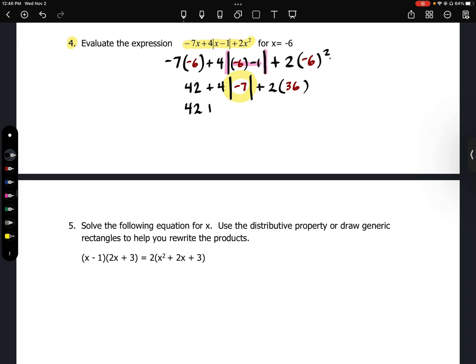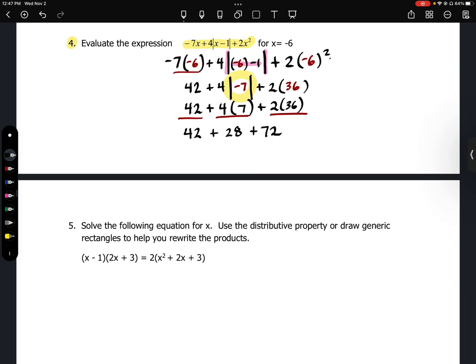So when I write it, I'm going to write 42 plus 4, instead of times the absolute value of -7, I'm going to write times a positive 7. Then I have plus 2 times 36. Okay, so it looks like we've got 3 terms there, right? We've got the 42, because I already multiplied the -7 times the -6. We've got a 4 times a 7, and we've got a 2 times a 36. So we can go ahead and simplify those. We've got still 42. 4 and 7 are both positive, so we have plus 28. And then 2 and 36 gives us 72.